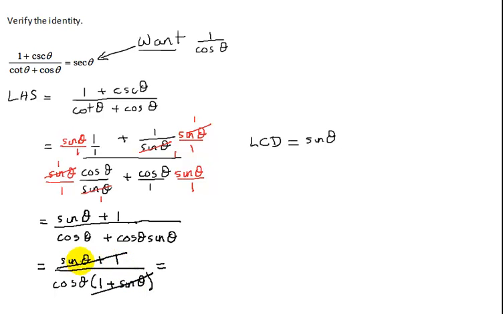Addition is commutative. Now what has it left me with in the numerator? Don't forget, when I reduce this out of there, I get 1 over cosine theta. Is that what I wanted? Yes, so 1 over cosine theta equals secant theta. So I've now proved that the left-hand side equals the right-hand side, and I'm done.